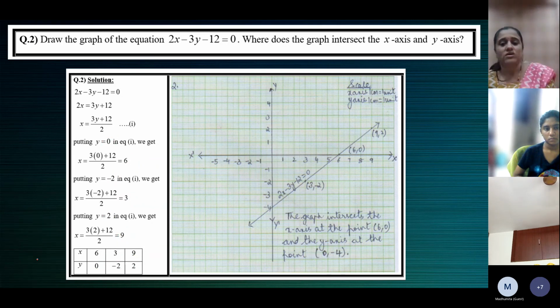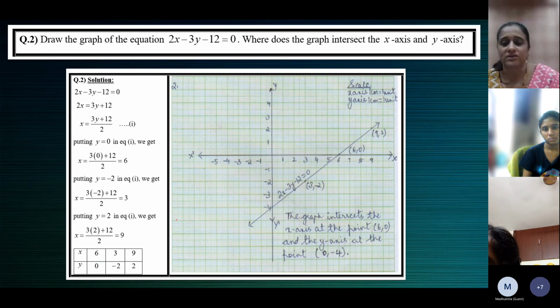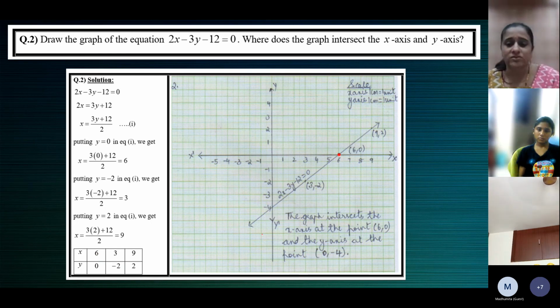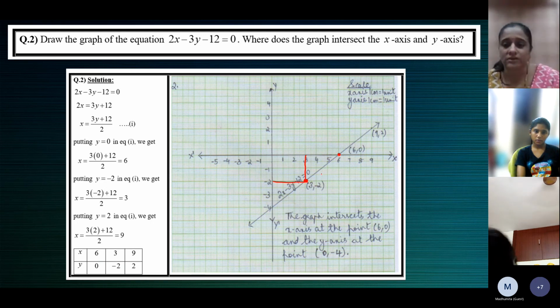Now we have to take a graph paper, draw the x and y axis and plot these points. 6, 0 is here. 3, minus 2 is here, this one. And 9, 2. Where is 9? This is 9. 2, up it will be here. 9, 2.